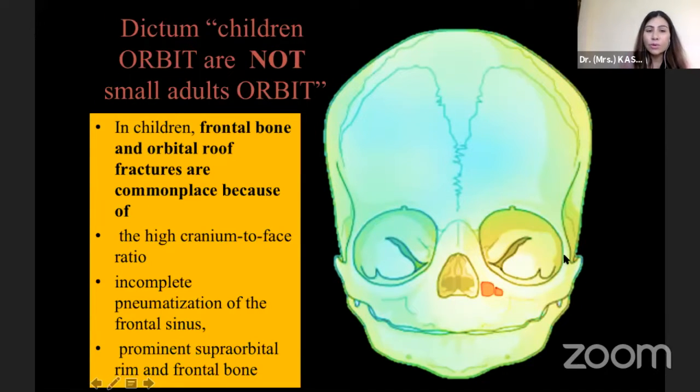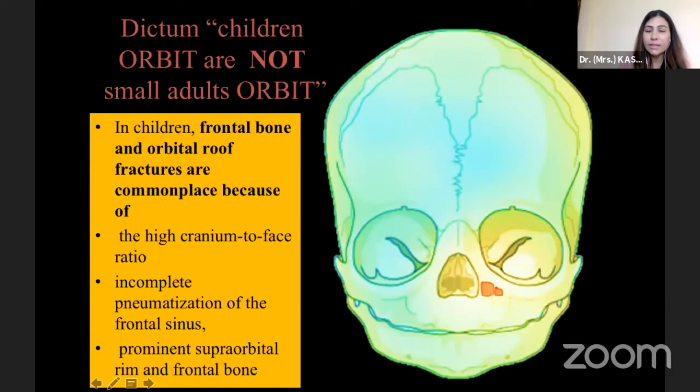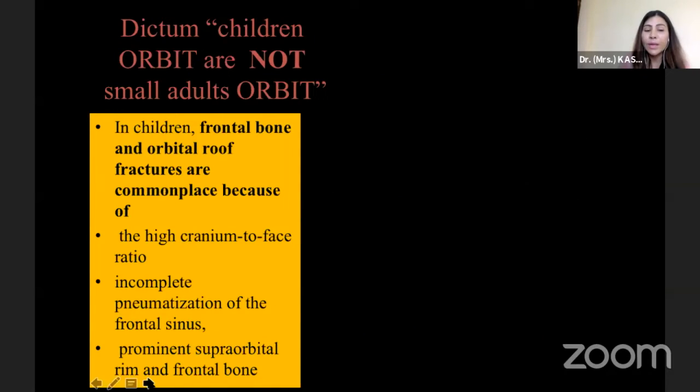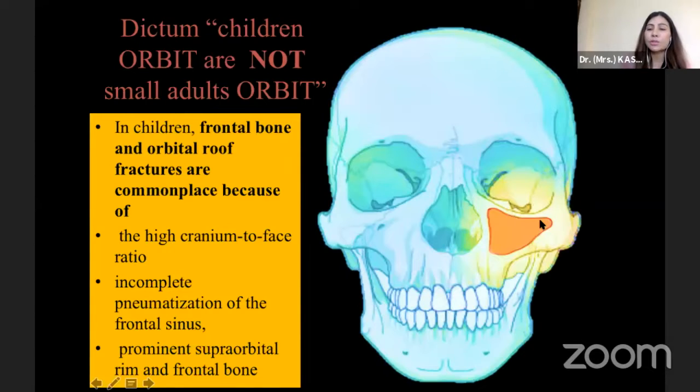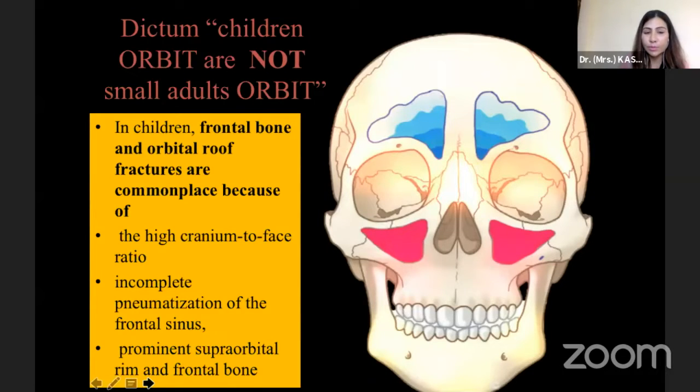In children, frontal bone and orbital roof fractures are commonplace because there's a very high cranium to face ratio. There's incomplete or absent pneumatization of the frontal bone and also a prominent orbital rim. If you look at this here, this is at birth, where you see hardly any maxillary sinus being formed. As the child grows, by the age of 5 years, we have a much more pneumatized maxillary sinus, but still incomplete. As the child grows older, by the age of 14 years, the whole maxilla undergoes pneumatization. And by the age of 16, you can see all the pneumatization of the sinuses has happened.